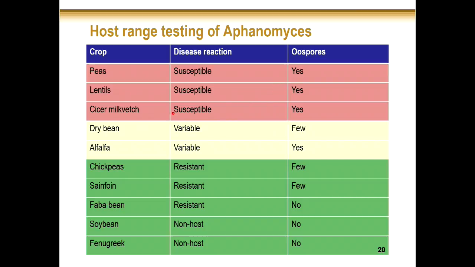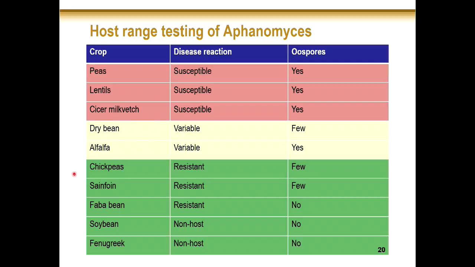And then we also tested some of the forage species, and Cicer milkvetch is also very susceptible to Aphanomyces. Dry bean and alfalfa give very variable results, so some cultivars are susceptible, some cultivars are resistant. But in terms of dry beans, the roots actually stand up very well to infection by Aphanomyces, and we get very few oospores being produced, meaning that they're not going to help increase that inoculum potential. Alfalfa is really dependent on the cultivar tested.